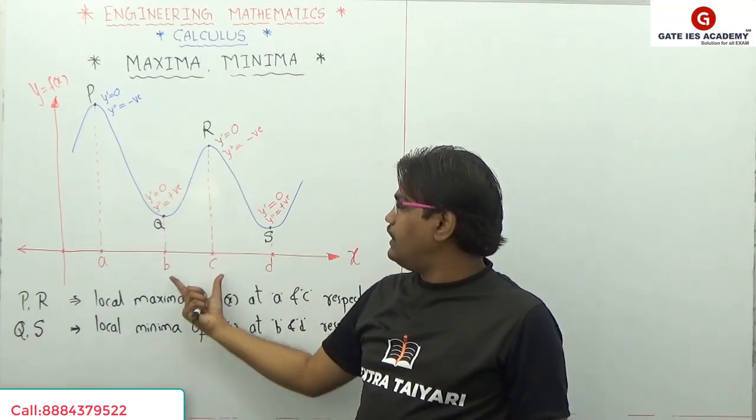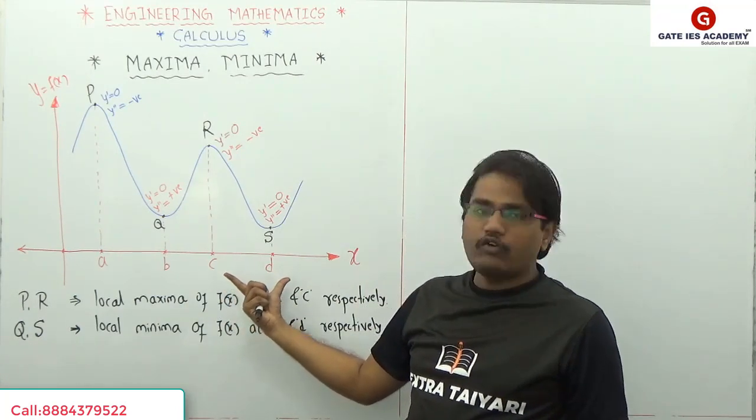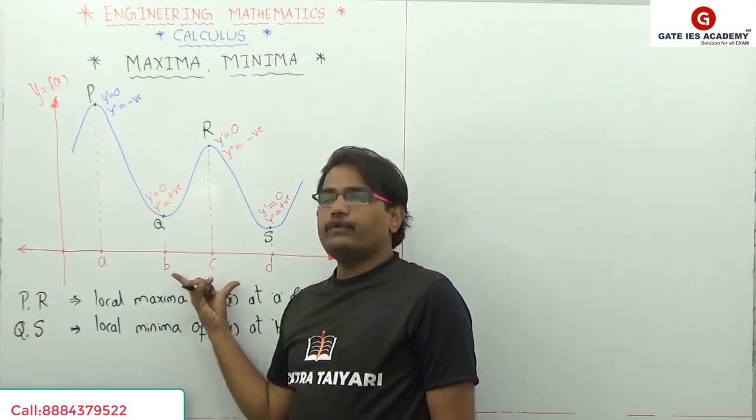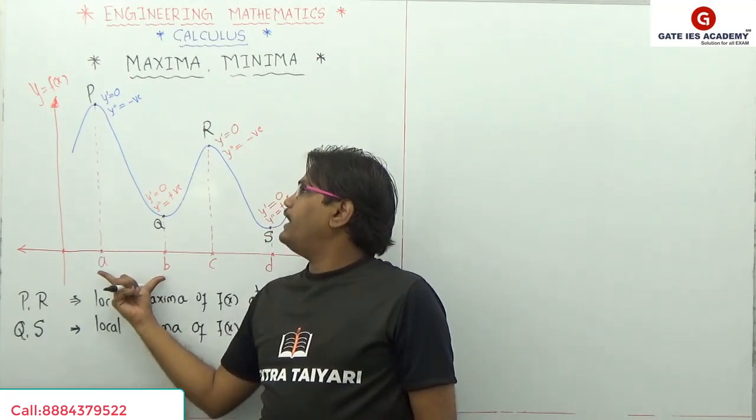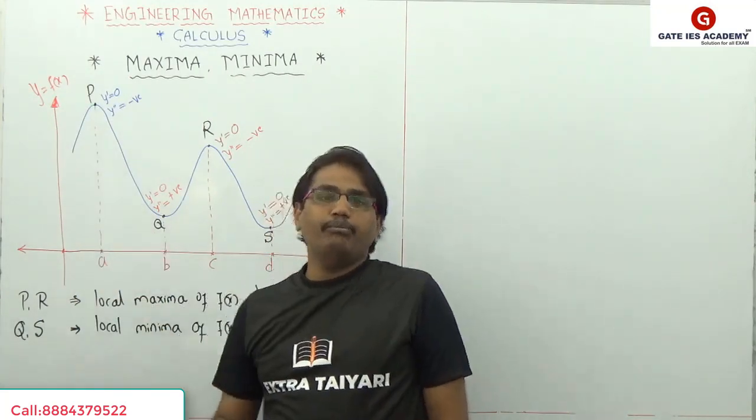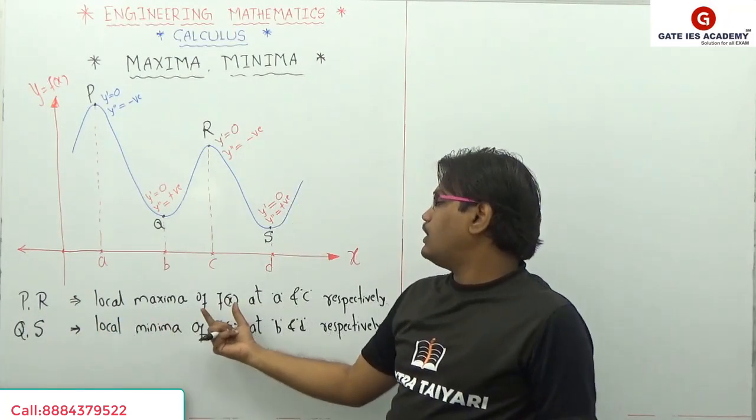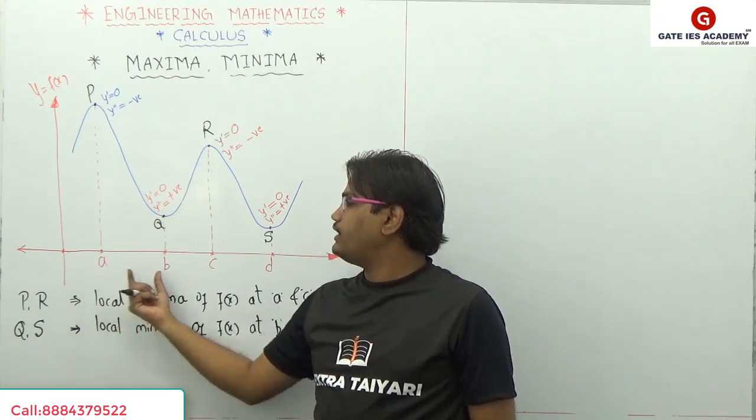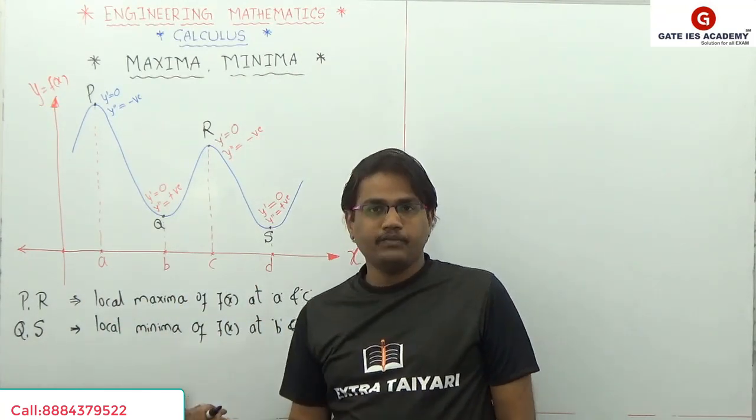If I take the interval BD, between B and D, which is the maximum value of y? R only, meaning locally between B and D, R has the maximum value, and locally between A and B, which is the maximum? P is the maximum. So I can say P and R are the local maxima of f of x at A and C. At what points are they there? A and C. They are the local maxima, right?